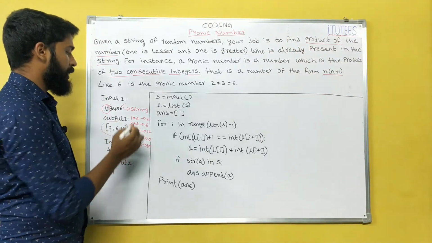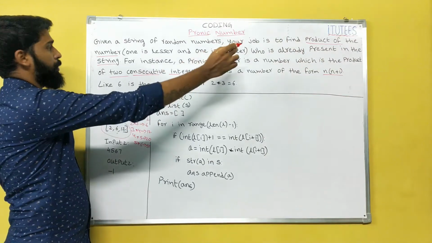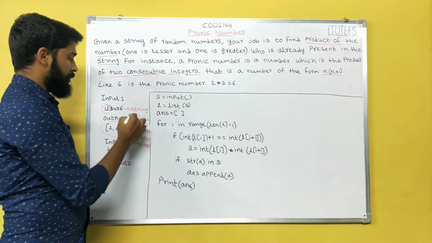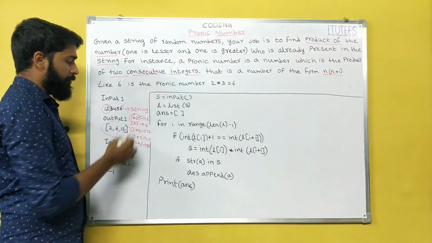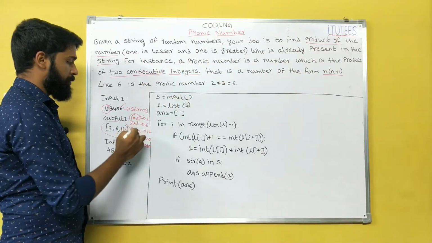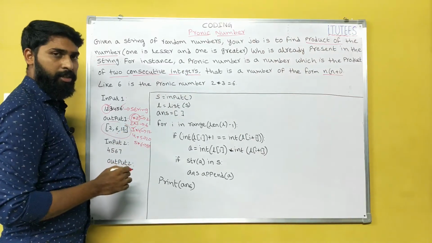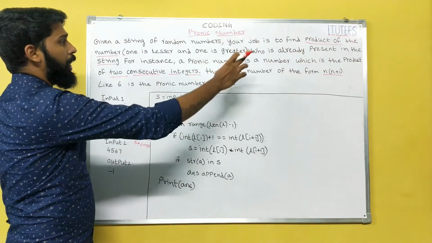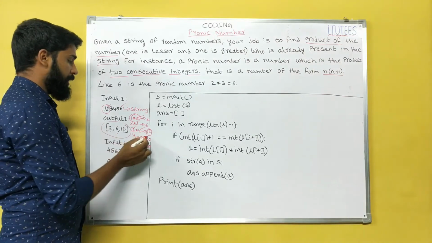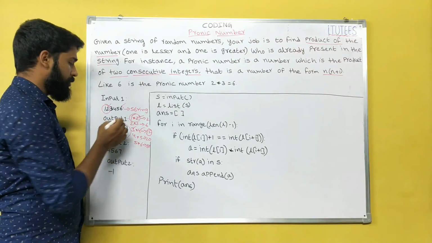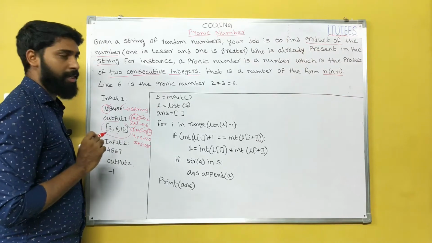So what are we doing here? Multiplication, the product of the numbers. One is lesser, another one is greater. For every multiplication we follow the same rule. Then we check whether the product is already present in the string. That means 12 is already present in the string, so I can append the 12 to the list.